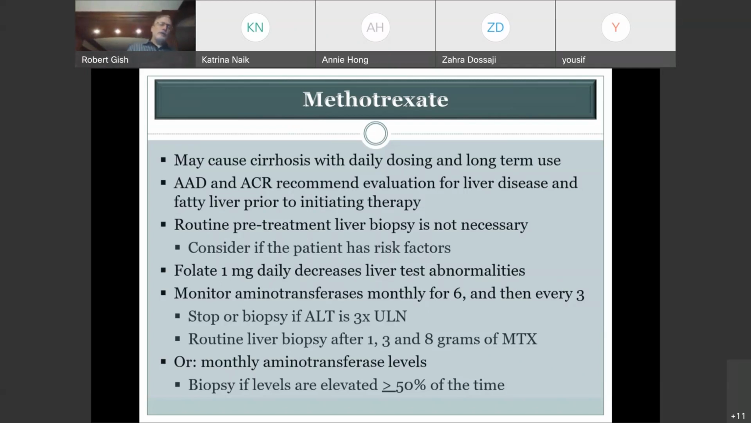They were doing routine liver biopsies in the past at 1, 3, and 8 grams, but if I see patients on methotrexate, I'm going to follow their enzymes. I'm going to get a CAP score, be doing FibroScan or elastography, seeing if their elastography is changing, seeing if their CAP score is changing, seeing what's happening to their enzymes. So I'm going to be biopsying less.